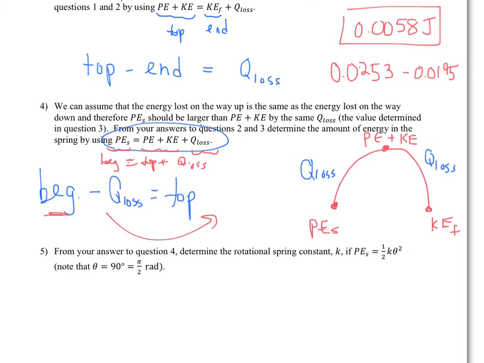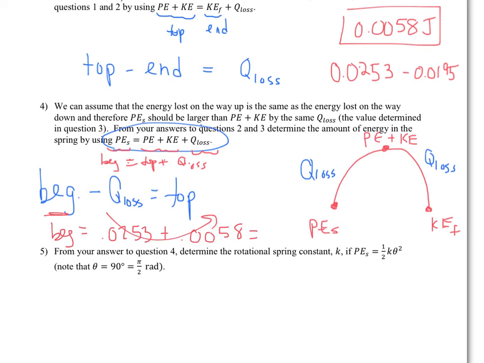Again, take the energy that you had at the top, add Q loss. Energy here plus Q loss will give you the overall energy you started the problem with. This is the energy at the top for me, for my numbers. This was my Q loss, so I'm going to add these two quantities together. 0.0253 plus 0.0058. Again, beginning equals, for me, 0.0253 plus Q loss, which is 0.0058. That will give me the amount of energy that was stored in the spring in the beginning of this problem.